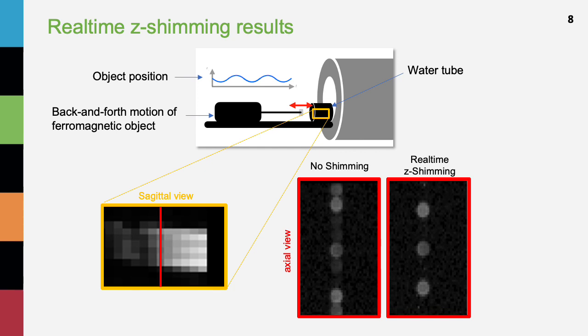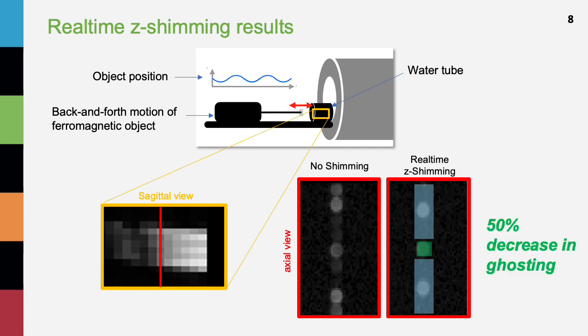Residual ghosting is still visible and is caused by B0 variation during the readout of each echo. One way to mitigate this would be to employ external shim coils that can be modulated in real time. Ghosting was evaluated by computing the percent signal ghosting. Overall, we observed a 50% decrease in ghosting across slices and echo times. But most importantly, Shimming-Toolbox easily accommodated the real-time Z shimming experiment.